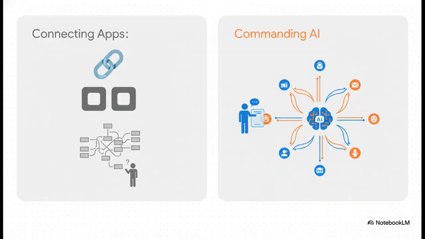So it all boils down to this huge shift in how we think about this stuff. The old way was about connecting apps. It was like being a switchboard operator, manually plugging this into that. The new way is about commanding an AI. You just tell it the destination, and the AI builds the road to get there.